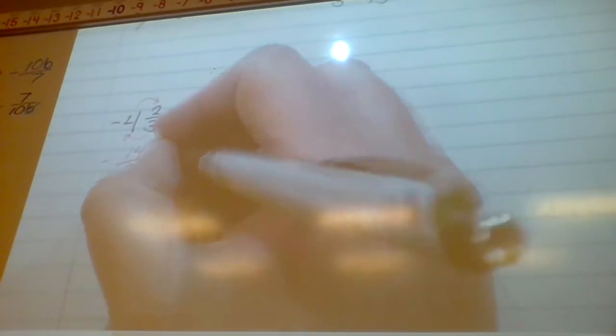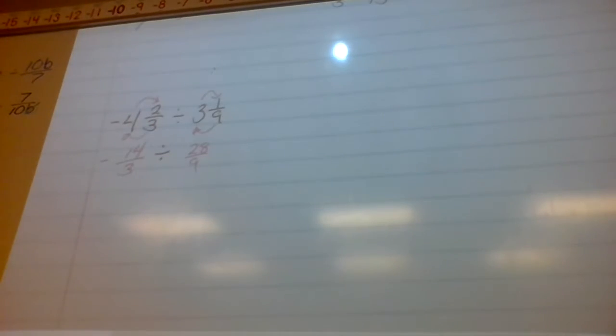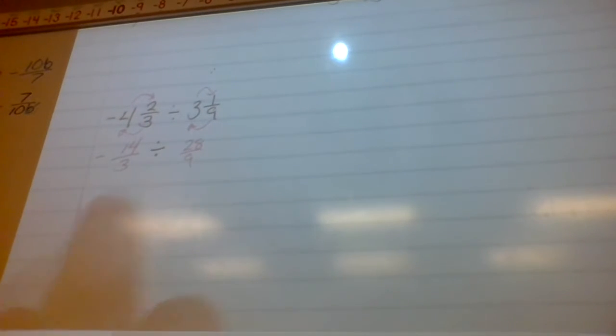Don't forget that negative. Now what? 3 times 9. That's 27. Plus 1? 28. 28 over 9. What happened to our division? Not yet. When you change it to improper, you keep that division. Because if you don't do that, you're going to put multiplication, and then what did not happen? If you decide to flip that to multiplication right here, what did you not do? You didn't make a reciprocal?